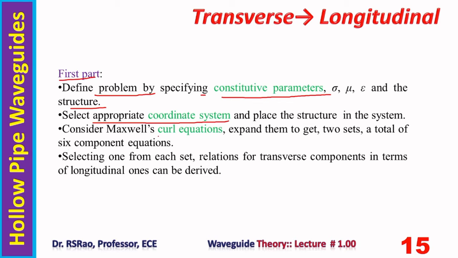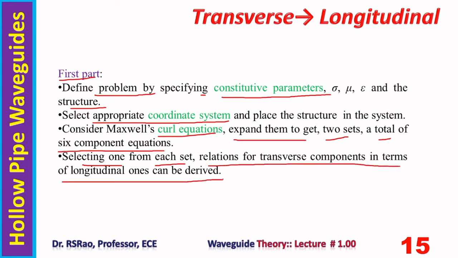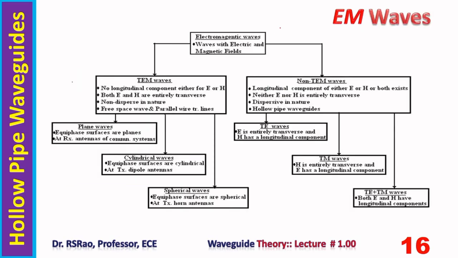Then we consider Maxwell's curl equations. What are Maxwell's curl equations? One is Ampere-Maxwell's law, another is Faraday's law, and they are expanded to get two sets, a total of 6 component equations. One curl equation gives 3 component equations. Another curl equation gives another 3 component equations. Total, we get 6 components. Selecting one from each set, relations for transverse components in terms of longitudinal ones can be derived. They are derived.